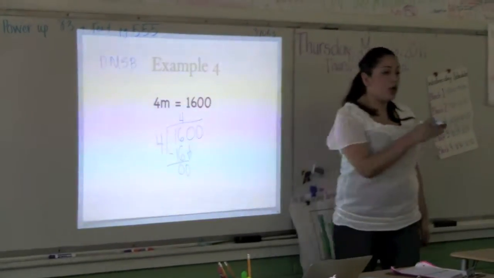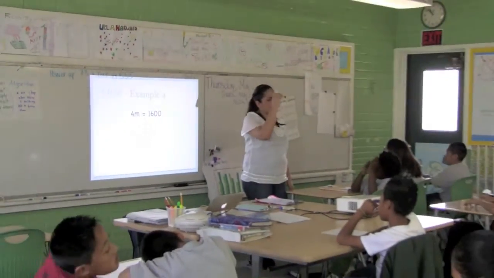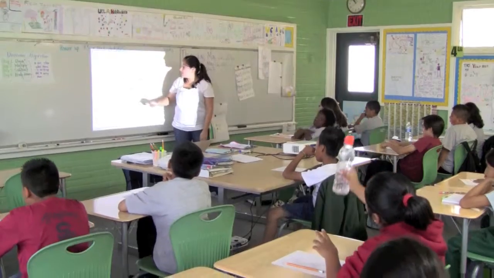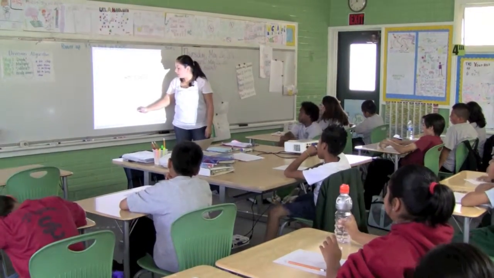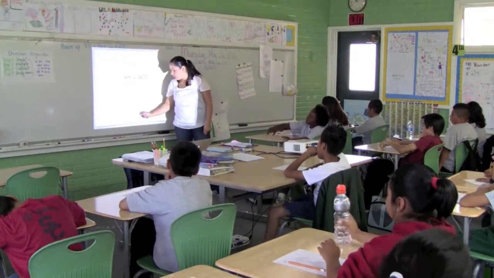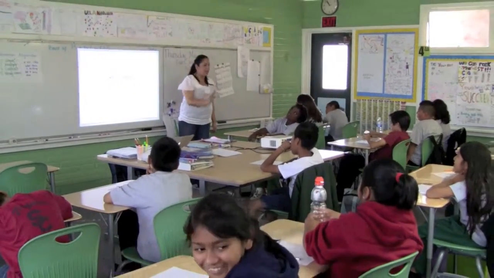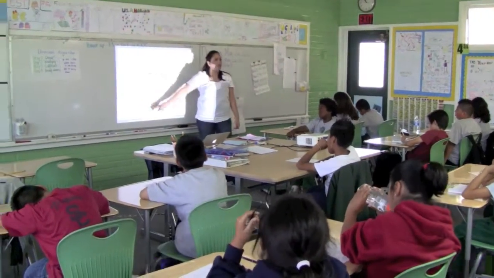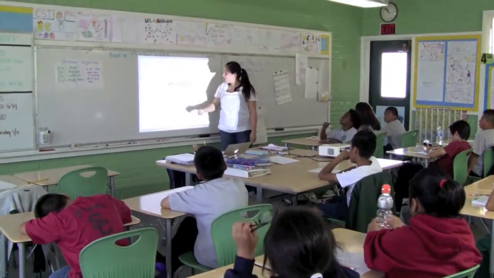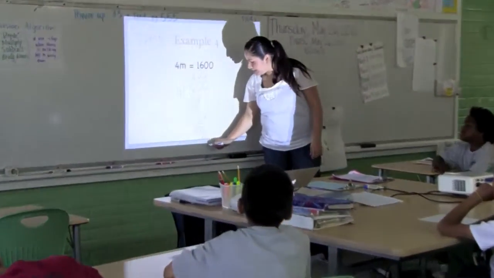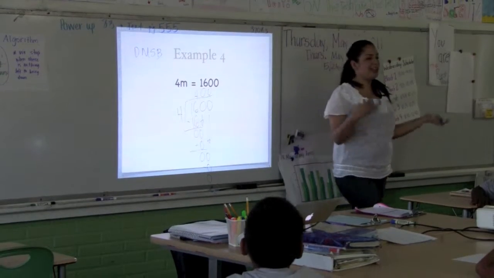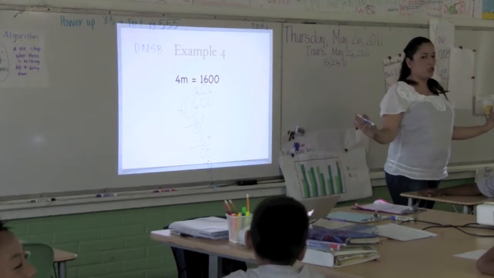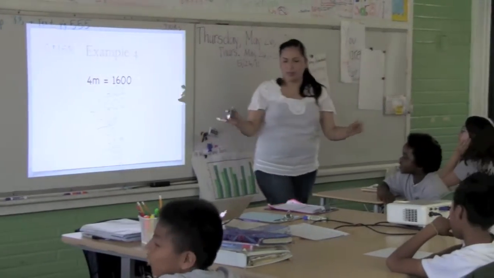Now I have to start over. I have to divide. 0 divided by 4 is 0. 0 times 4? 0. 0 minus 0? 0. And I have to bring down the 0. 0 divided by 4? 0. 0 times 4? 0. 0 minus 0? 0. And is there anything left to bring down? No. So we are done.